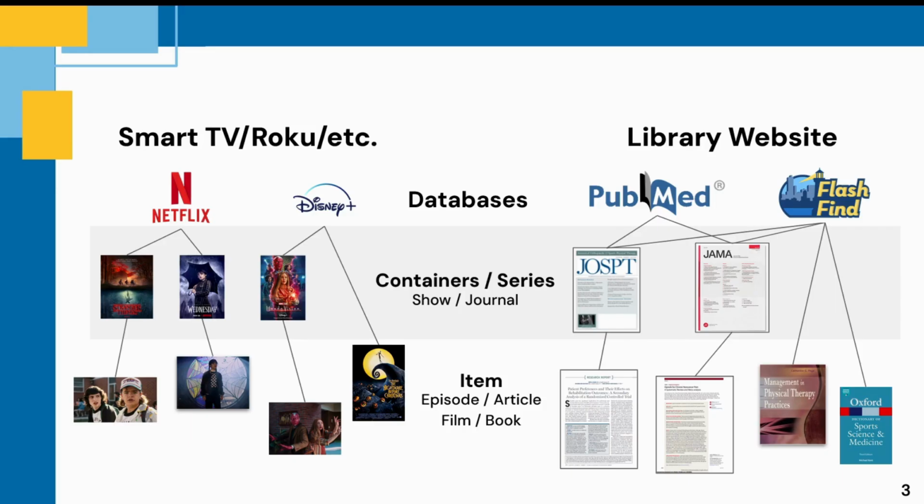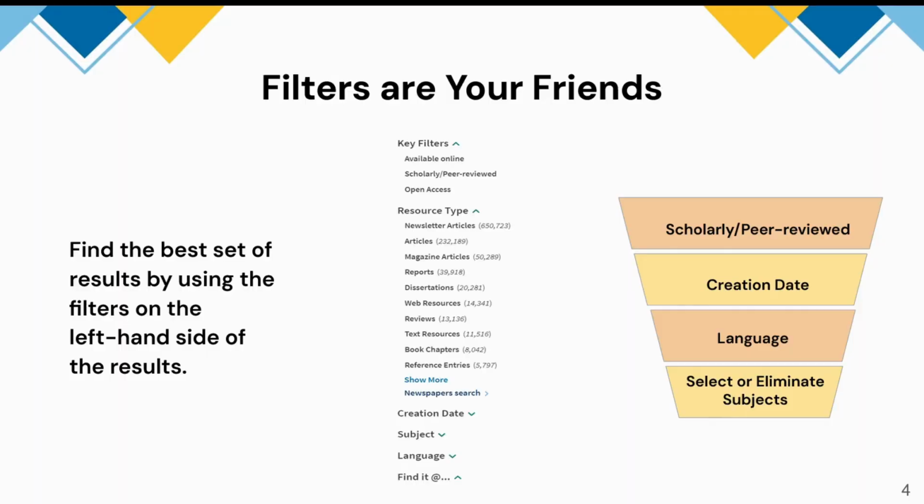Containers or resource types, such as a book series, a magazine, or an academic journal, can be compared to a specific TV show on Netflix, which is made up of several episodes. A single journal article, or a book chapter, is comparable to a single episode of a Netflix show.